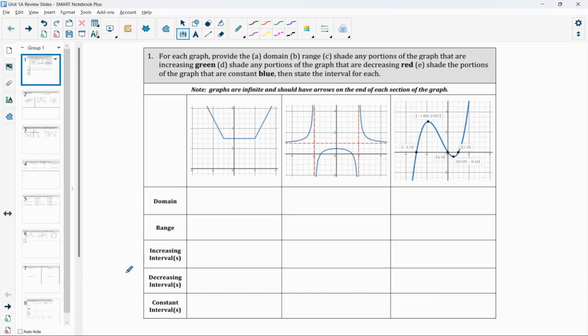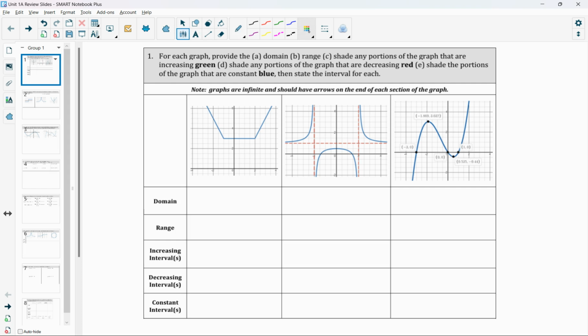Number 1 asks us for each of the graphs below, we're going to provide the domain and the range. We're going to shade any portions of the graph that are increasing green, any portions that are decreasing red, and then any portions that are constant blue. So let's look at the domain.